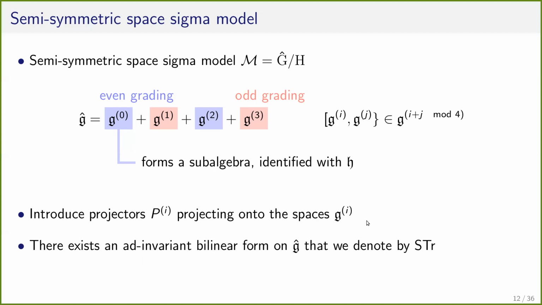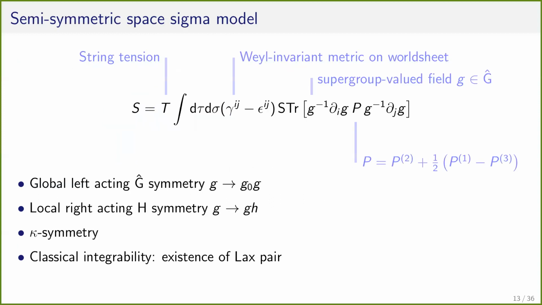In order to define the action of the AdS5 x S5 superstring, or of the semi-symmetric space sigma model, I will need to introduce P_i, which are projectors onto the spaces g_i. I will also call the ad-invariant bilinear form on g the supertrace, just because when you work in terms of a matrix realization, this in general is the supertrace. So this is the action of the semi-symmetric space sigma model.